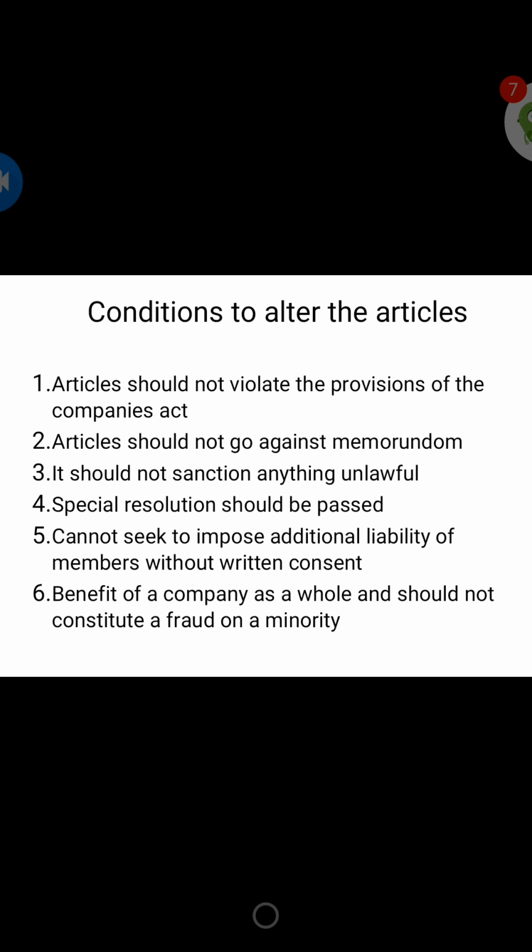The next is benefit of company as a whole and should not constitute a fraud on minority. There is a case called Cook versus Deeks case, which I am going to explain in the next class. So what does this point speak about? Whatever alteration you are going to do should not be for the benefit of the employees who are working there. Whatever you do should be for the benefit of the company itself. So your personal interest should not be included here.